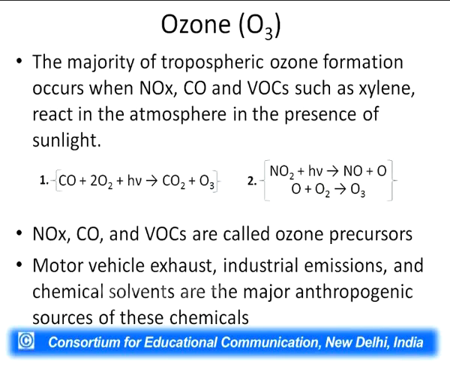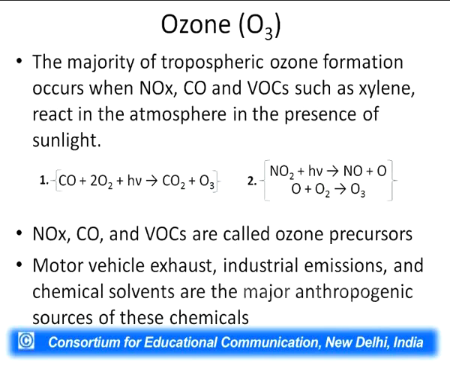Here, what we are discussing is tropospheric ozone, the ozone at the lower level, which is considered to be a pollutant. The majority of tropospheric ozone formation occurs when NOx, CO, and VOCs, such as xylene especially, react in the atmosphere in the presence of sunlight. The reactions are given here: how CO is responsible for the formation of O3. CO reacts with oxygen in the presence of sunlight and forms carbon dioxide as well as ozone.